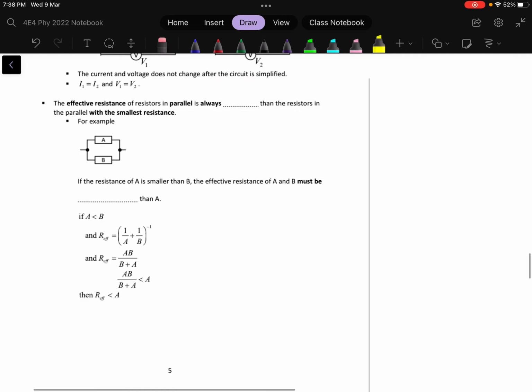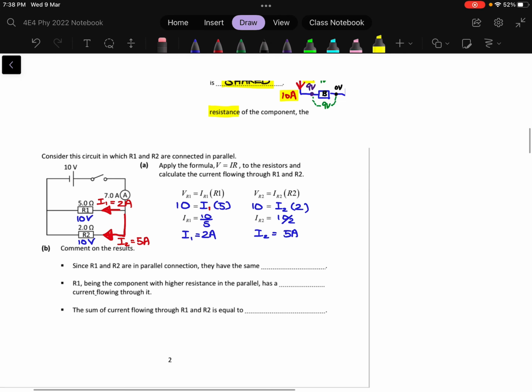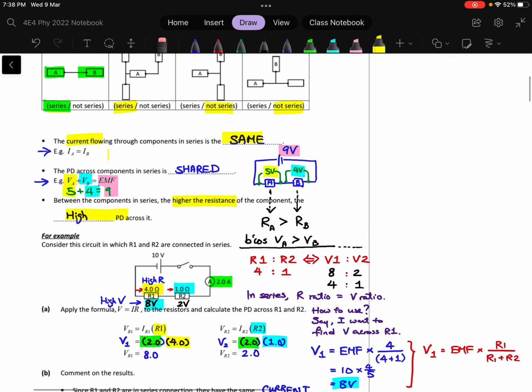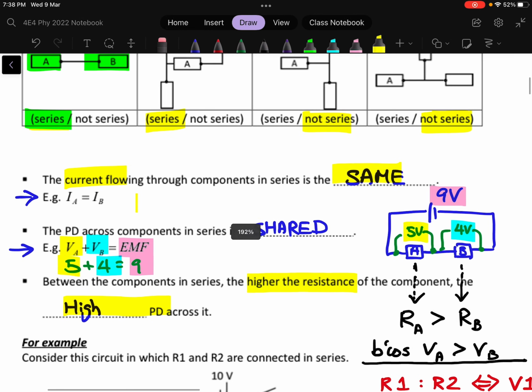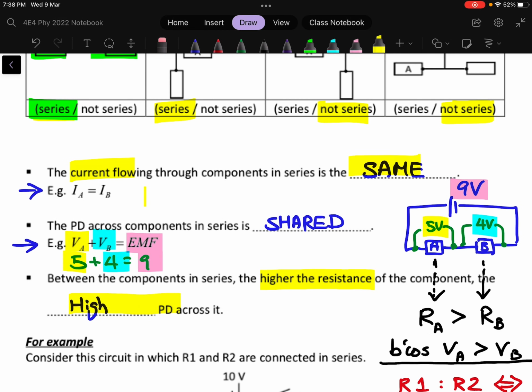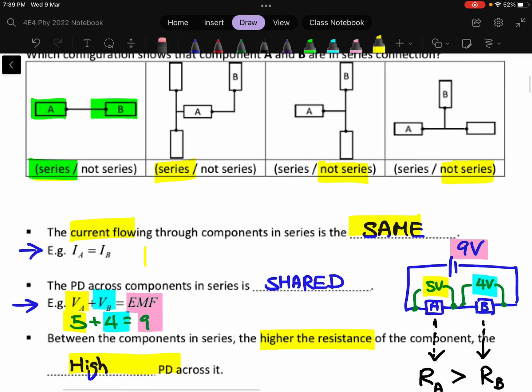At the same time, through identifying the series connection, you can also conclude some very useful characteristic in the circuit. So for example, if I know that A and B are in series, I can say that the current that flows through them, IA and IB, must then be equal, right? So this is one of the characteristic of a series connection.